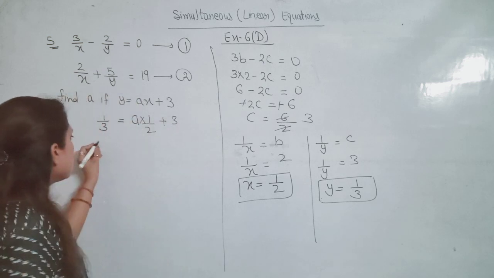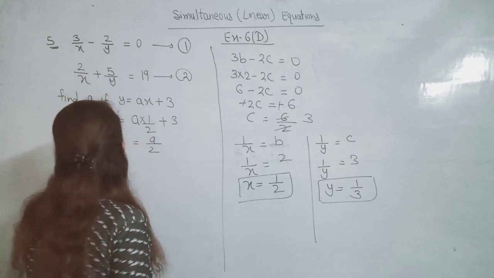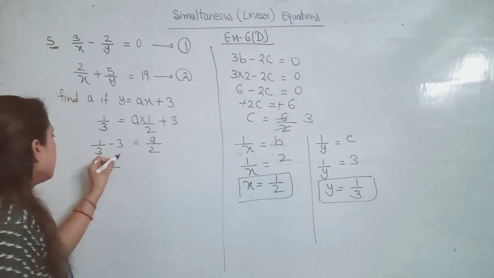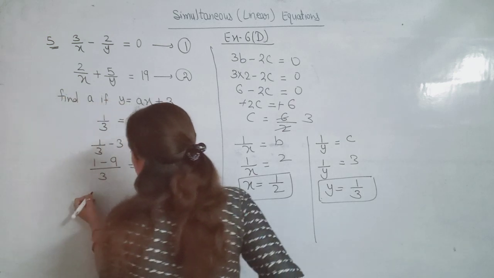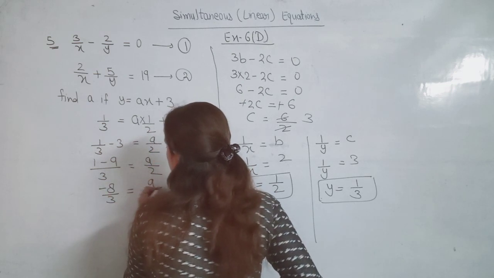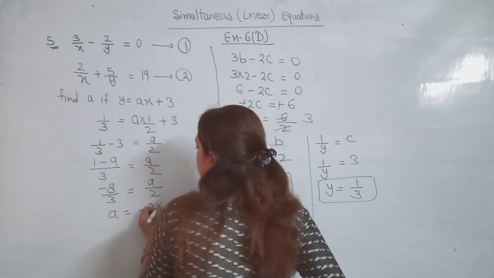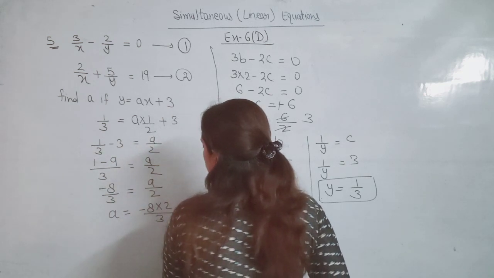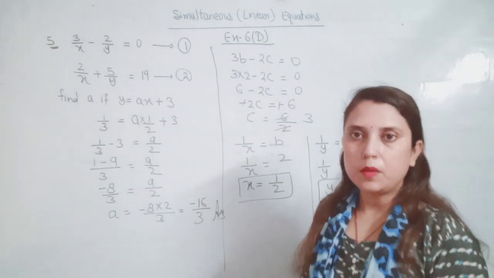Sending 3 to the left hand side, 1/3 - 3 = a/2. LCM is 3. So 1 minus 3 threes are 9, so 1 - 9 = minus 8, minus 8/3 = a/2. Do the cross multiplication. a = minus 8 into 2 upon 3. So the value of a will be minus 16/3. This is the answer. Okay beta.